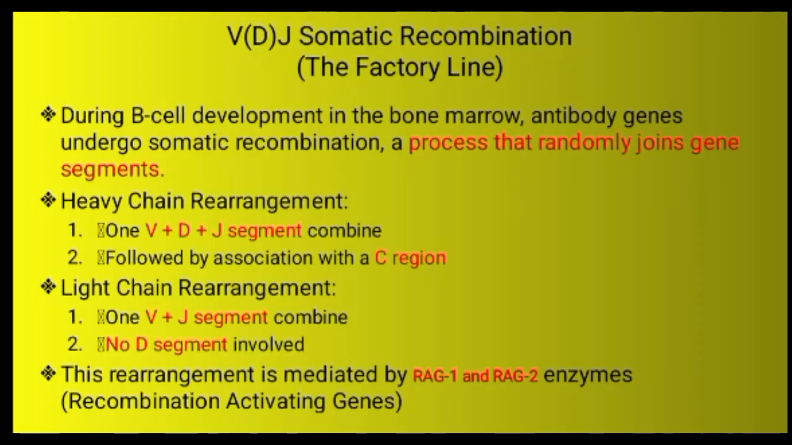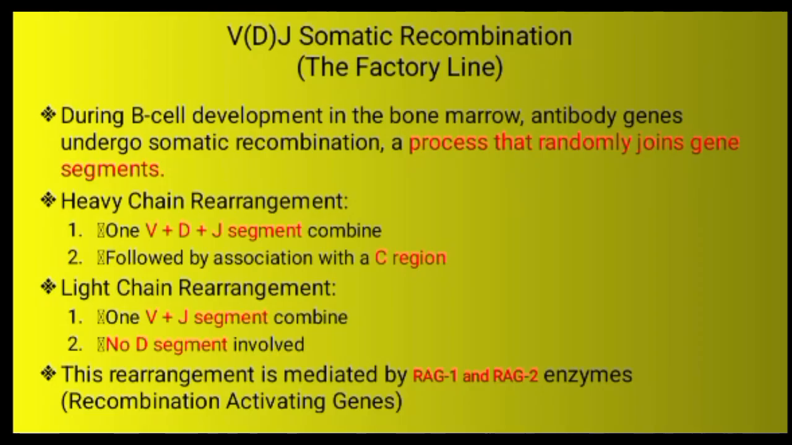So in the heavy chain arrangement, one VDJ segment combines, followed by association with the C region, which is the constant region. This will give you the heavy chain region of the antibody. Then in the light chain rearrangement, one V and one J region, standing for variable region and joining region, will come together to give you the variable region, which is the Y shape region. Then there is no D segment, which is the diversity region.